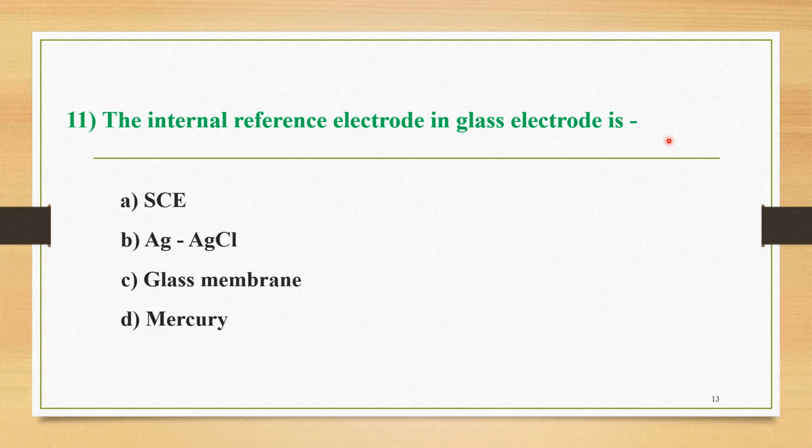glass electrode is, and the four options are: A is standard calomel electrode, B is silver chloride electrode, C is a glass membrane, and D is mercury. And the correct option among these four, that is, the internal reference electrode in glass electrode is silver chloride. So this B option is the correct option among these four options.